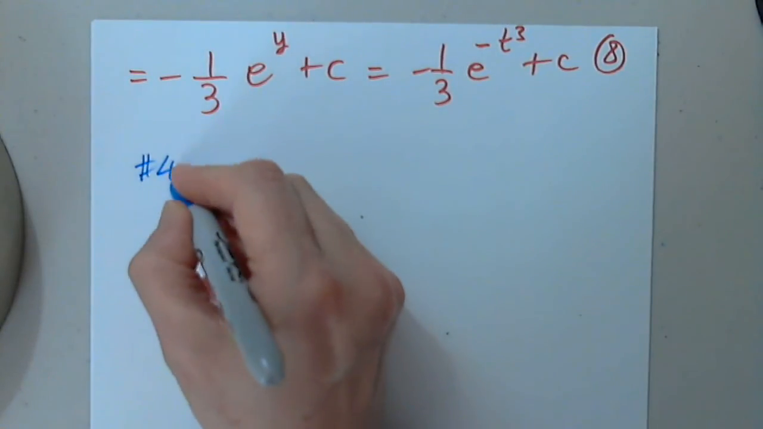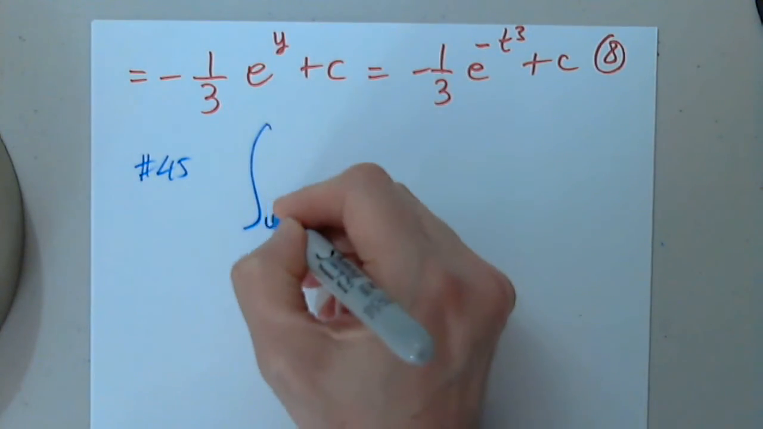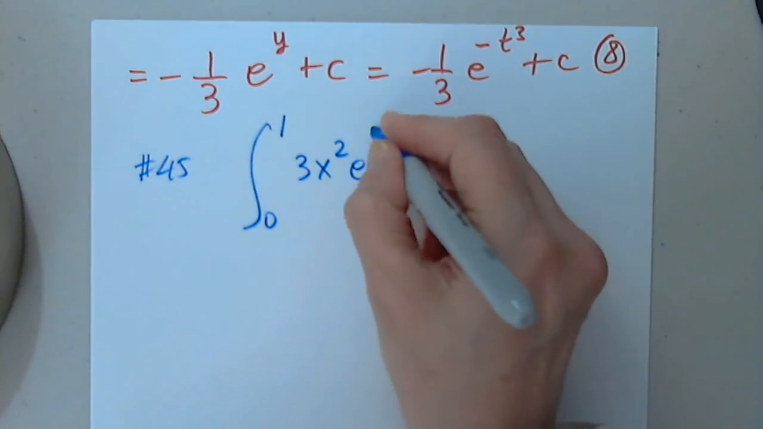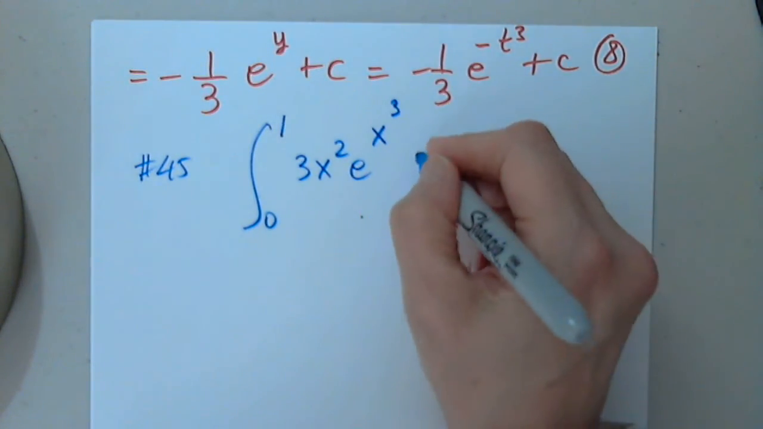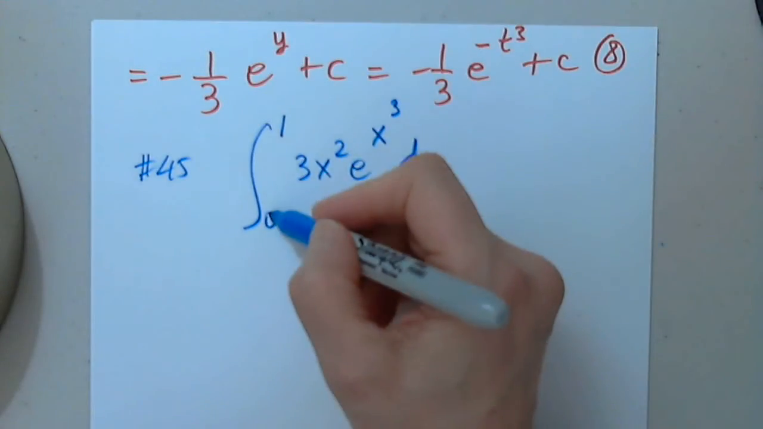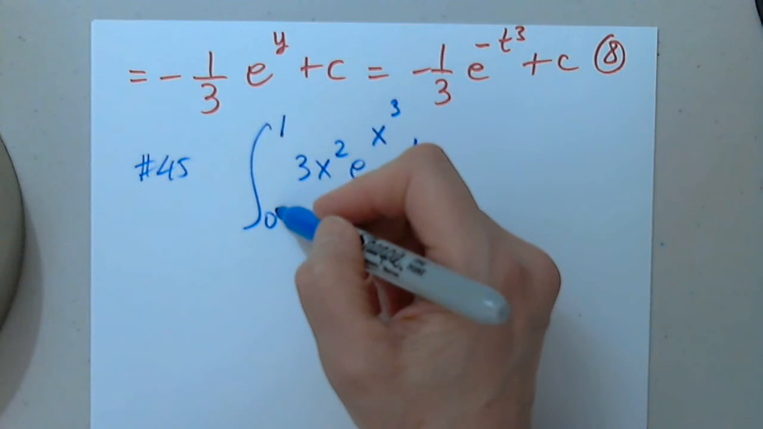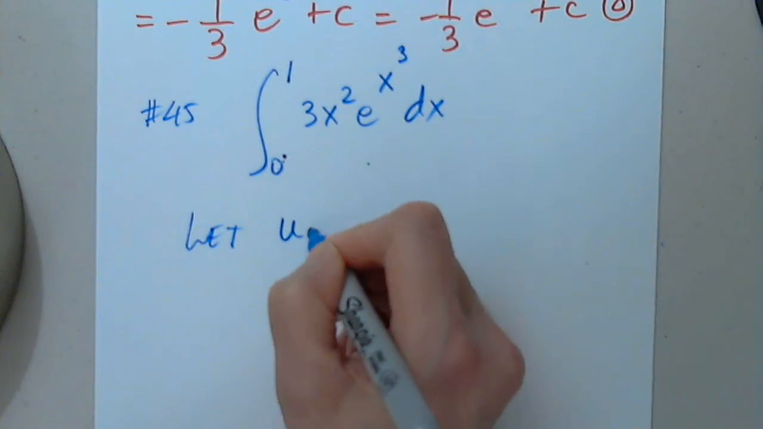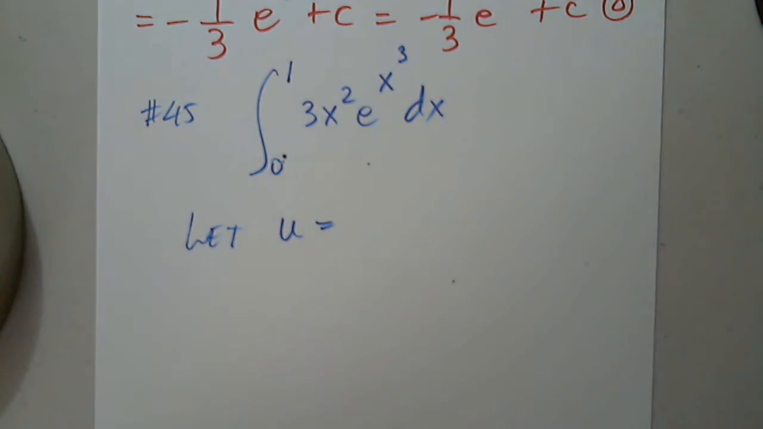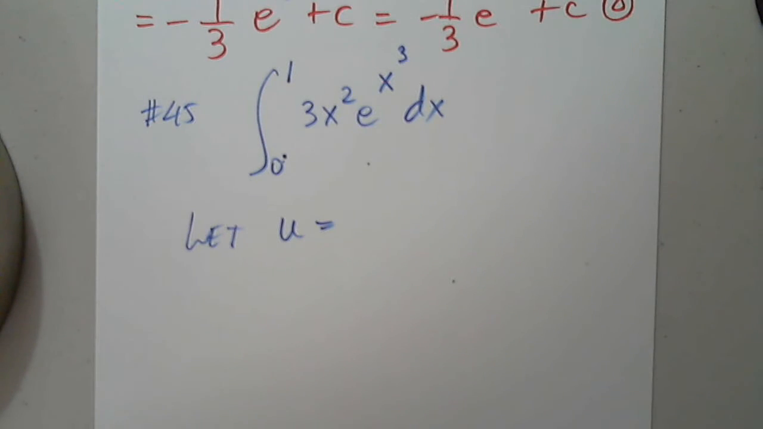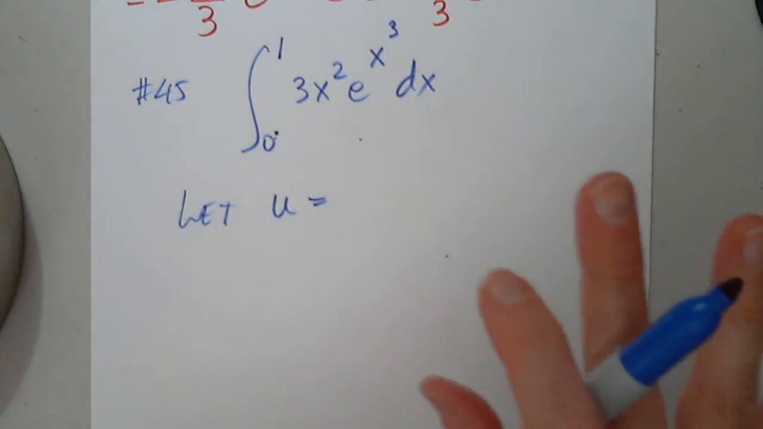So let's look at 45. The integral from 0 to 1 of 3x squared e to x cubed dx. So this is a definite integral because it has limits of integration. Okay. Let u be, you can use any letter. You can use anything but x. You can use a, b, c, t, u, y, anything that pleases you is fine.